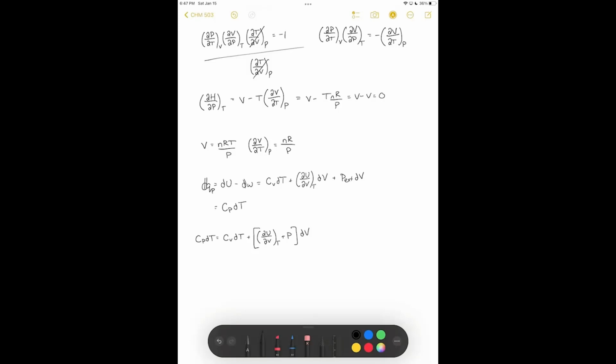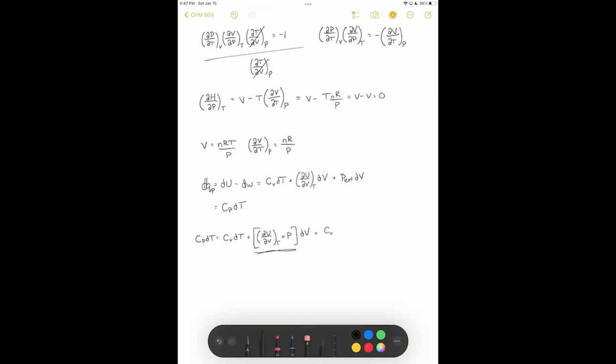Now I have P instead of P external because we are at a constant pressure. So there's only one pressure for this, so the external pressure is also the pressure. Now, what we'll do is the same trick that we have done above to relate this into terms of things that are just based on pressure and temperature.